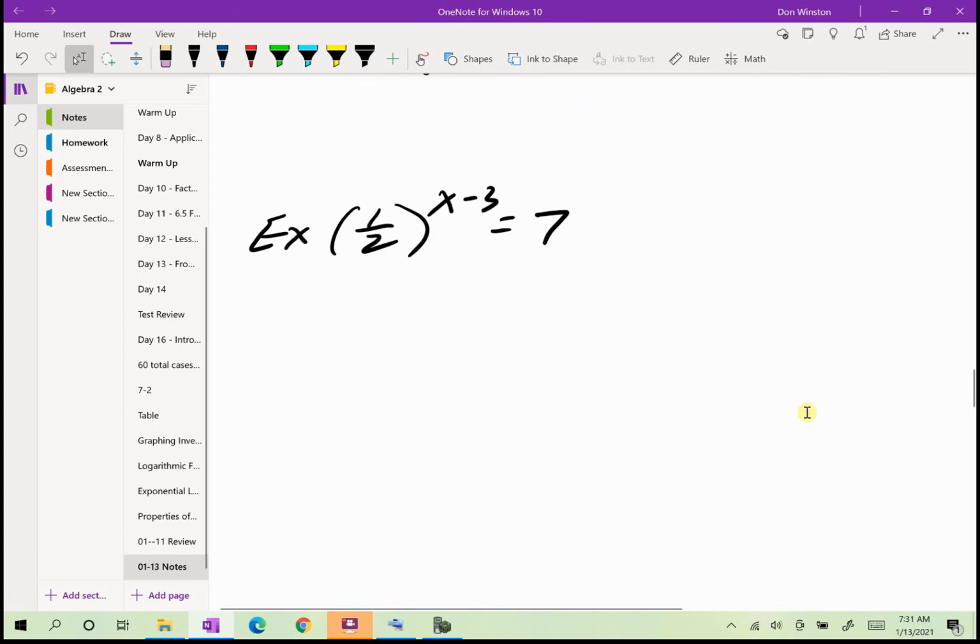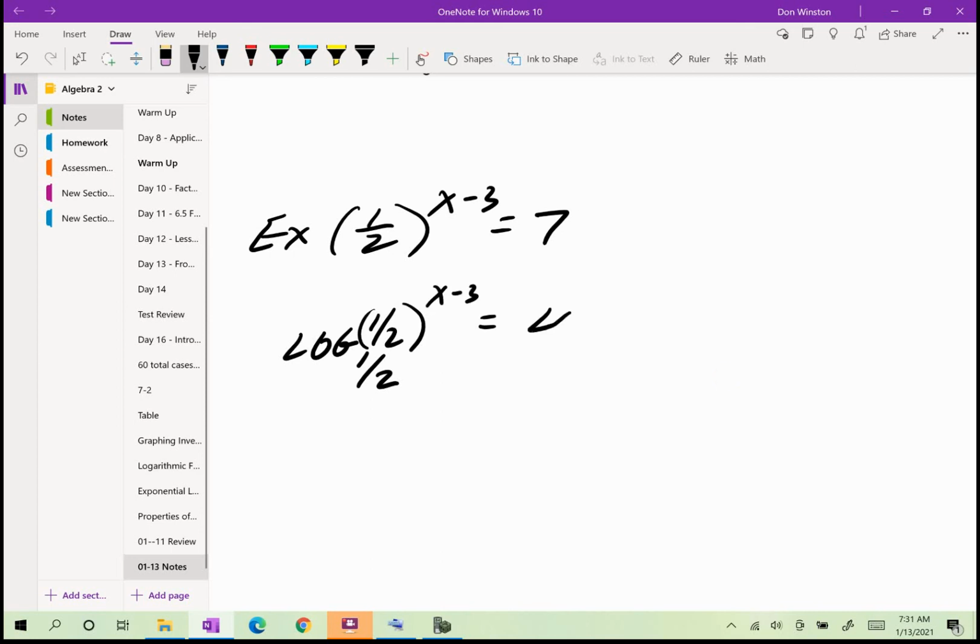Okay, so let's take a look at a couple more. Here I have 1/2 raised to the x minus 3 is equal to 7. Again, you can take the common log of both sides, but I'll just go ahead and take log base 1/2 of both sides. Again, I like using inverse properties. Log base 1/2 of 1/2 raised to the x minus 3 equals log base 1/2 of 7.